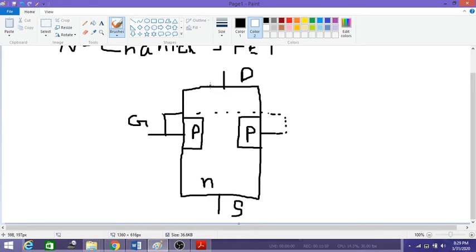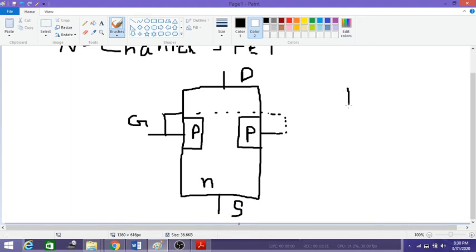So JFET basic constructional diagram looks like this. So we have taken an N substrate. On the N substrate we have diffused two p-type materials on either side, and there is a metallic contact to this p region on both sides, and both are shorted together, and we call it the gate terminal. And on both sides of this N material there are two metallic leads which are connected, so that one end we call source and the other end we call drain. So this is the basic construction. So this is called N channel JFET.